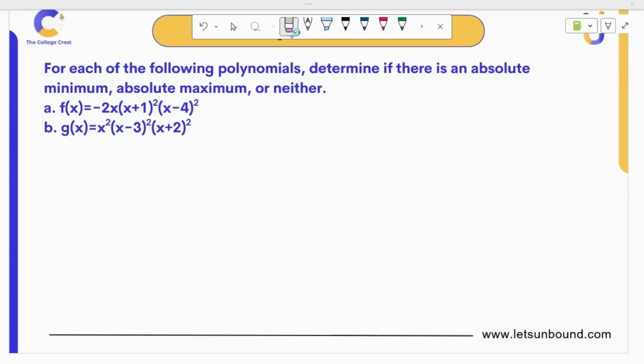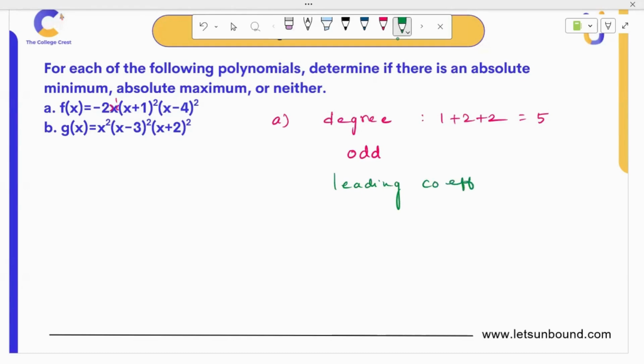So first one, check the degree and check the leading coefficient. What is degree? How can I find it from the given factored form? Very simple. Add all the exponents of the factors. So degree is 1 plus 2 plus 2. Add all the exponents of the factors, even x is a factor. Okay, so it's 5. So odd degree. Next one, what is the leading coefficient? Positive or negative? Minus 2.